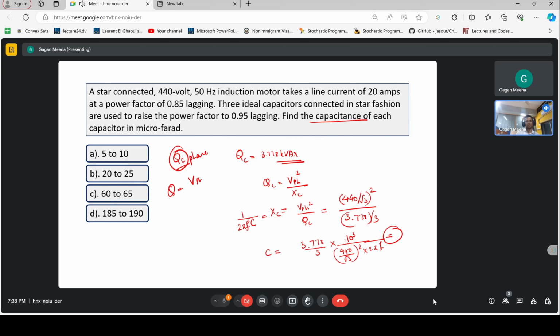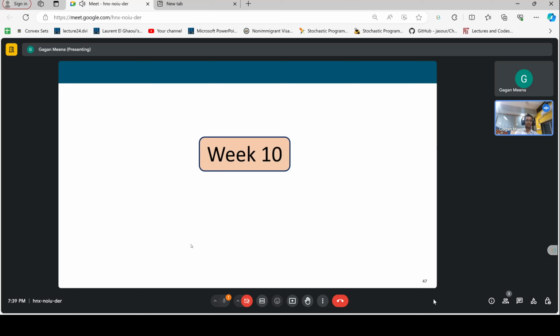Week 10. So week 10 onwards it was load frequency control. So the question is, there are two generators rated at 775 kW and 225 kW and both are operating in parallel.